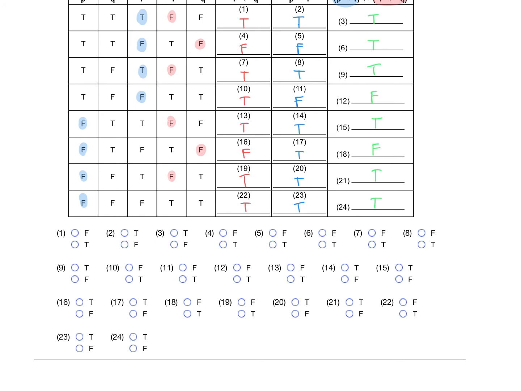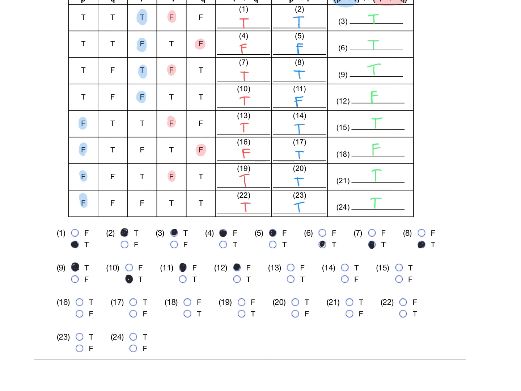We have 1 is true, 2 is true, and 3 is true. Okay, then we have 4 is false, 5 is false, and 6 is true. We have 7 is true, 8 is true, and 9 is true. Okay, then we have 10 is true, 11 is false, so that makes 12 false.